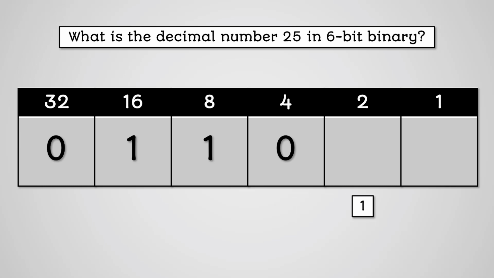Move on to the 2 column. Can 2 fit into 1? No, so we don't have one of these. So we put a 0 in the 2 column. Finally, we move on to the 1 column, our least significant bit. Can 1 fit into 1? Yes, so we have one of these, so we put a 1 in the 1 column. Now we have to take 1 away from 1, which leaves us with 0, and our conversion is now finished. Basically, you need to keep taking away until you reach 0.